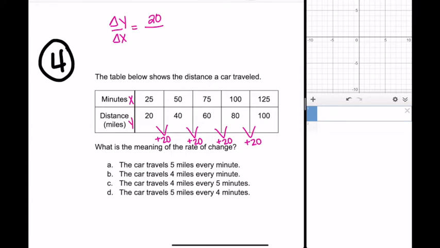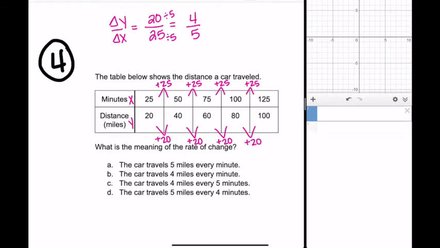Then the change in x, 25 to 50 is plus 25. 50 to 75 plus 25. And all of the rest of those are plus 25 each time. So the change in y is 20, the change in x is 25. Notice that our options here don't have 20 and 25. That's because this can be simplified. Both of these can be divided by 5. That's the biggest number that they can both be divided by, so we can simplify that. That would be 4 over 5.